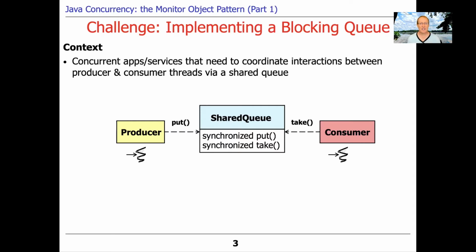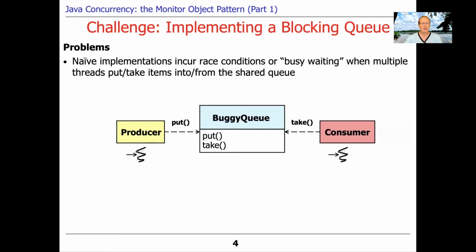It's often the case that concurrent applications and concurrent services need to coordinate their interactions between producer and consumer threads. A common way to do this is by having a shared blocking queue. So here's a big picture of this. You can see that we've got a producer thread that's going to put things into the shared queue as long as the queue isn't full. And we have another thread, a consumer thread, that's going to take things out of the shared queue as long as the queue is not empty.